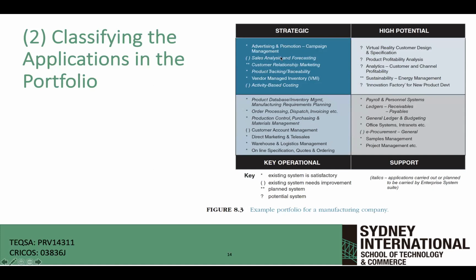Well, the sales analysis and forecasting is not very good. We need to improve that. Something that is planned: we are planning to have a customer relationship marketing system. Potential problem: we are having a product profitability analysis problem that we need to sort out. So you can see here that they're identifying the various categories that fit in each category. If something is strategic, you might have everything going great. You might have a great investment. You might have a system that is satisfactory.